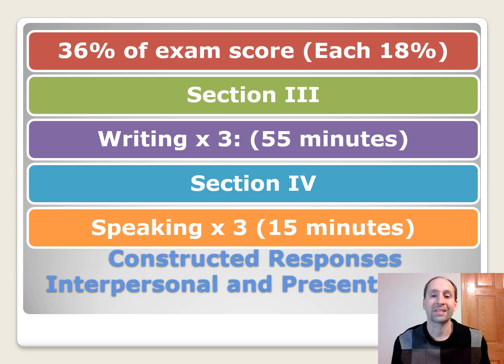Okay, up next, section 3 and section 4. This makes up 36% of your exam score, and each of those 2 sections is 18%. So again, writing, there's going to be 3 prompts. This part is going to take 55 minutes to complete. And the speaking, there's going to be 3 prompts, and this part is going to take you 15 minutes to complete. So this is called the constructed response section, and again, it incorporates the interpersonal and presentational modes of communication.